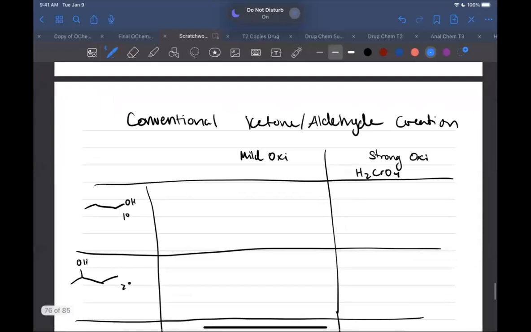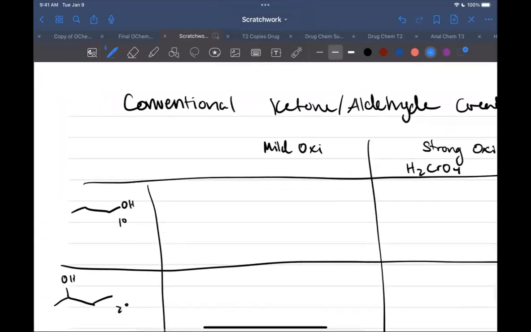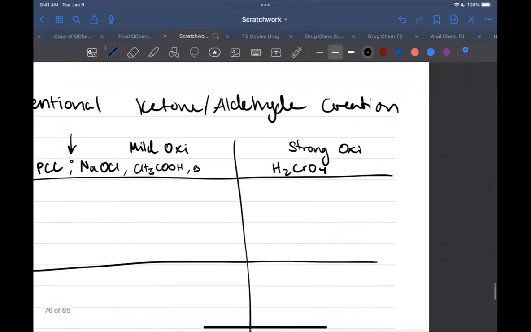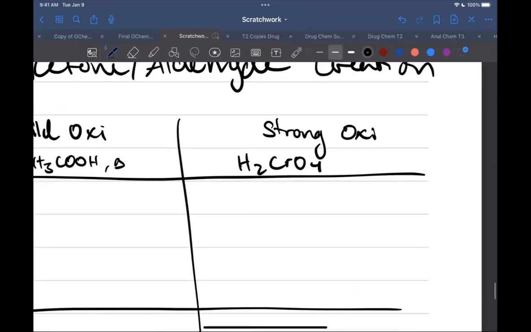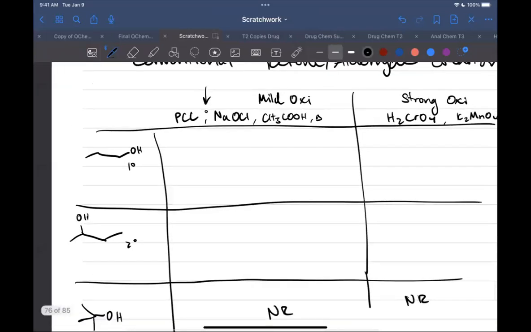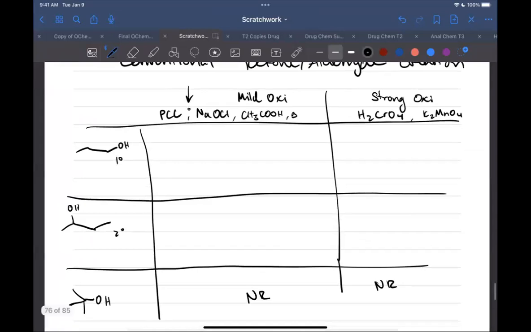So we're going to do a quick little recap of the reactions we had last semester. So if you remember your mild oxidizers, remember like PCC, your bleach. These are separate. They're not actually together, but PCC is a mild oxidizer on its own. And another mild oxidizer is sodium hypochlorite bleach, acetic acid CH3COOH, then maybe some heat, stuff like that. And your strong oxidizers, if you remember, like your Jones reagent H2CrO4 or like K2MnO4, just another variation. It does the same stuff. But the point is you just have strong oxidizers.